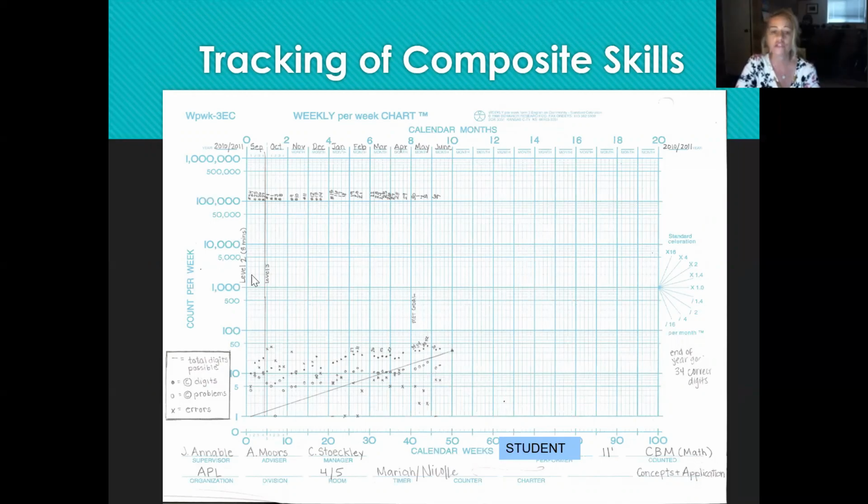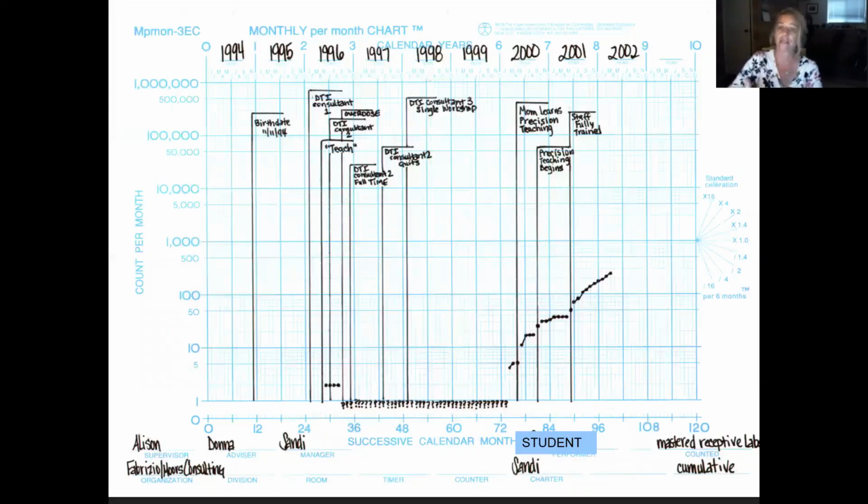So precision teachers don't necessarily have to do timings in order to have a standard acceleration graph represent their inclusive skill building, but you can also do a weekly per week summary graph here, or a weekly per week graph where you're showing curriculum-based measurement probing, right? So once a week probing, that's it. But then you've also got a monthly per month chart.